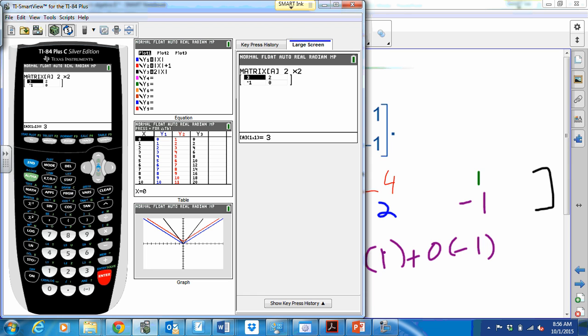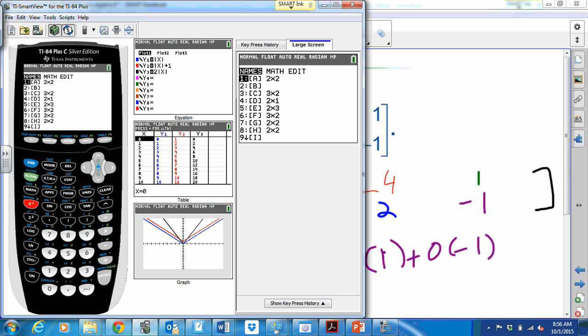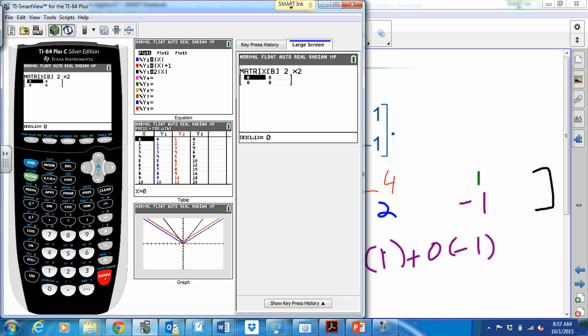Now be sure you always use the negative sign that's down there at the bottom near the decimal point and not the subtraction sign, or else your calculator will yell at you. So there's matrix A. Now we need to put in matrix B. So hit second, matrix, and go over to edit, and hit 2 or scroll down to B, because now we're going to edit matrix B. It is also a 2 by 2, so that's 2 rows and 2 columns.